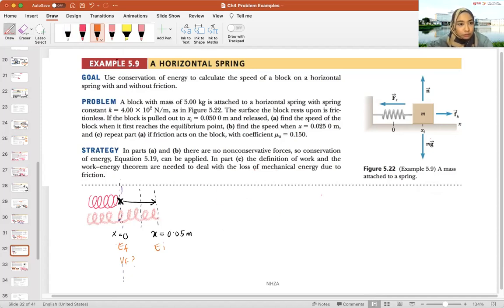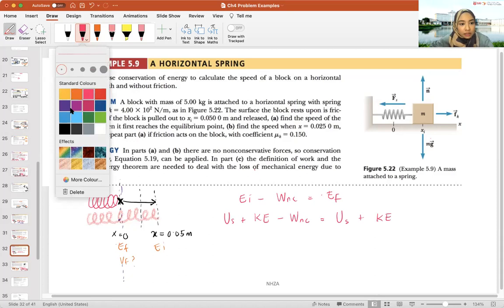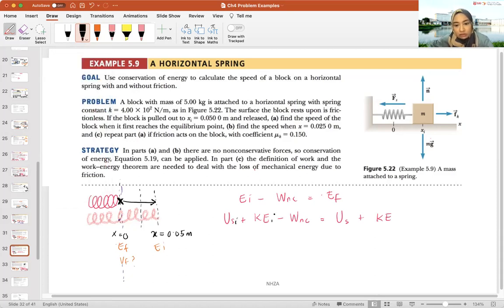So this is how I approach my problems. Okay, so E initial minus W NC equals to E final. And then E initial, what do we have here? We have KE and US, but our KE is 0, but I'm just going to write that down. US KE minus W NC equals to US KE, and that's it. And then kita label kita punya initial, final, final.